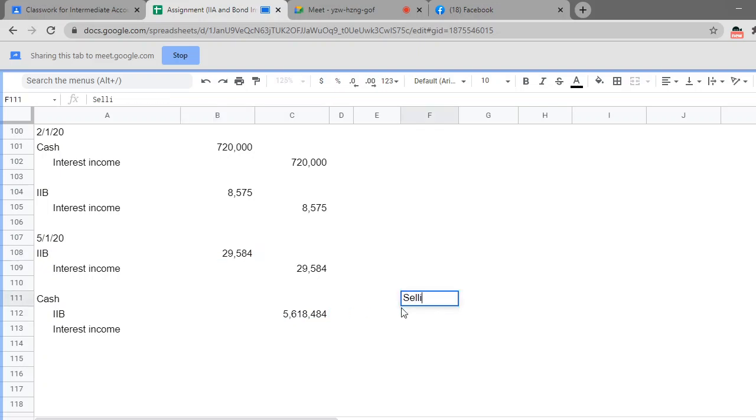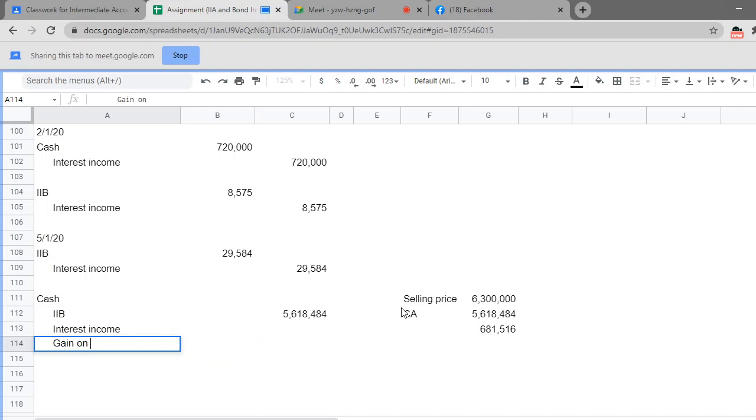Therefore, your selling price versus the carrying amount, how much is your selling price? Gibaligya nimo at 105. So that is 6 million times 1.05. And ang imuhang carrying amount is this. Therefore, you have a gain, right? A gain of 681,516. Gain on sale of financial asset or bond investment. Okay. That would be, again, 681,516.